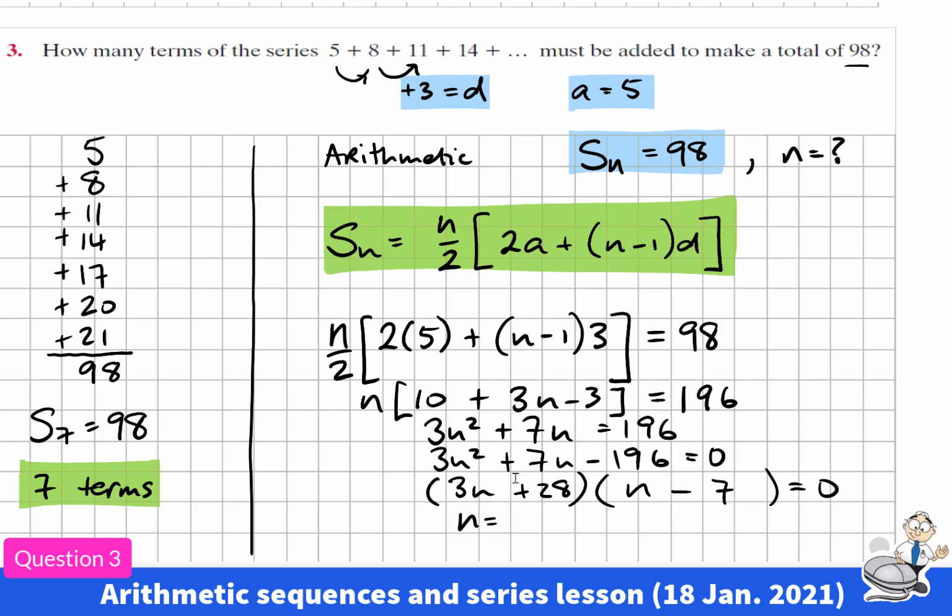One solution is n is equal to negative 28 over 3, and the other solution is n is equal to 7. Just a comment on this negative solution: it doesn't really make any sense in a series to talk about a negative term in the solution. So I just reject that. I say that doesn't make any sense, and I say the answer is n is equal to 7.